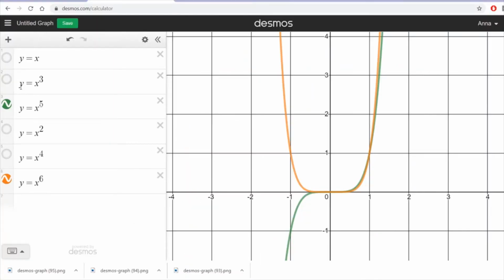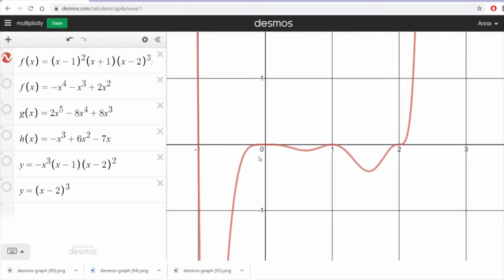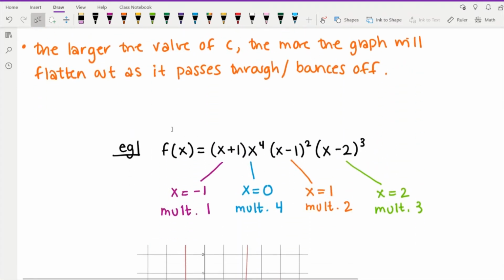So I'm just going to pull up this graph because I think it's a little easier to see if we zoom in. So notice that when we're getting close to 0, the graph is really flattening out quite a bit, whereas at 1, it just kind of bounces off in a little bit of a more direct way. Then if we look at our last 0, so our last 0 is 2, that has multiplicity 3, and notice it's passing through, but it's kind of flattening out along the way. And so that would be what multiplicity 3 looks like. So that's multiplicity, how that affects the graph.